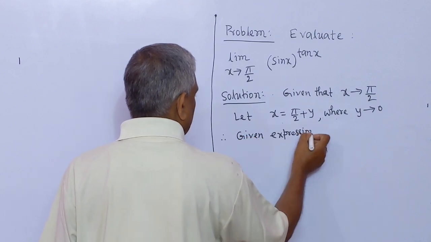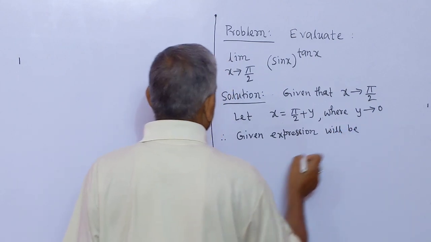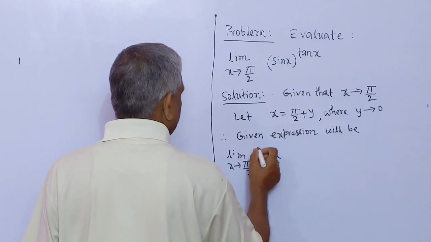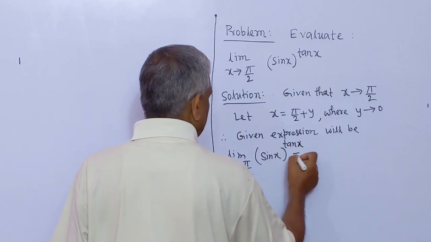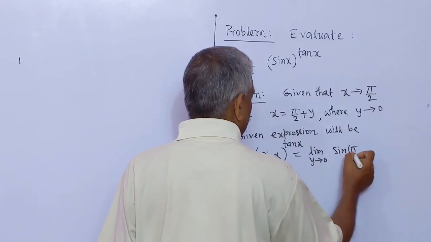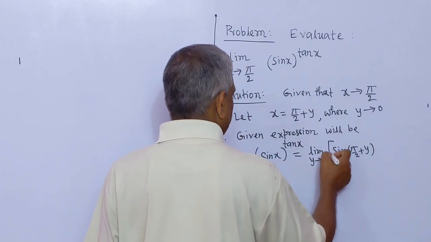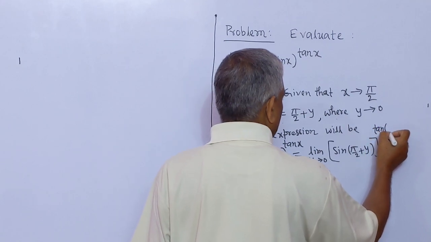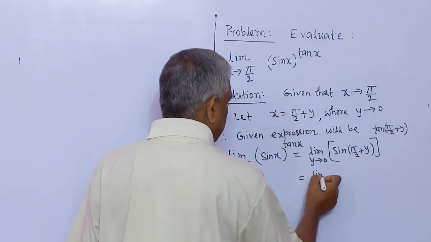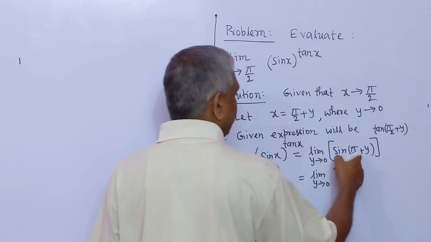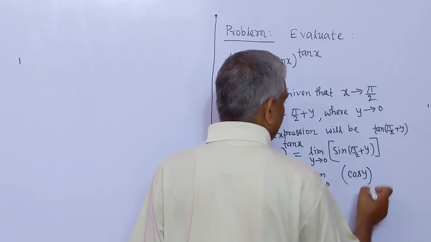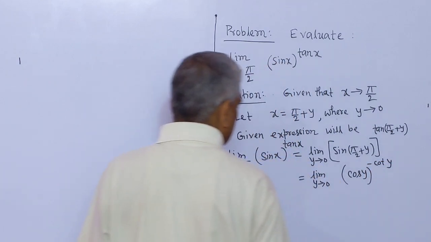the given expression will be the limit as x tends to pi by 2 of (sin x) to the power tan x, equal to the limit as y tends to 0 of (sin(pi by 2 plus y)) to the power tan(pi by 2 plus y). This is equal to the limit as y tends to 0, where sin(pi by 2 plus y) is cos y and tan(pi by 2 plus y) is minus cot y. This is number 1.